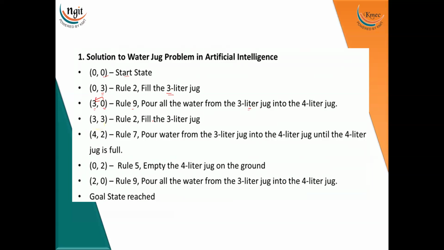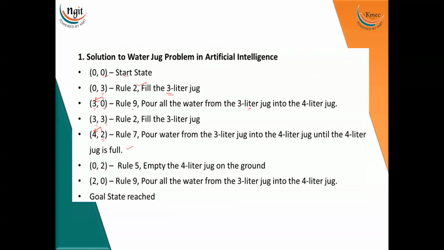Now rule 2 says that again we are using rule 2. We are going to fill the 3-liter jug. Now the state has become 3, comma 3. Now rule 7, pour water from the 3-liter jug into the 4-liter jug until the 4-liter jug is full. I already told you this rule. Now, as there is 1 liter empty here, we are pouring some water here. Now, this is full, so we can say that it is 4 liters of water. And as we moved 1 liter from here to here, we can say that here it is 2 liters.